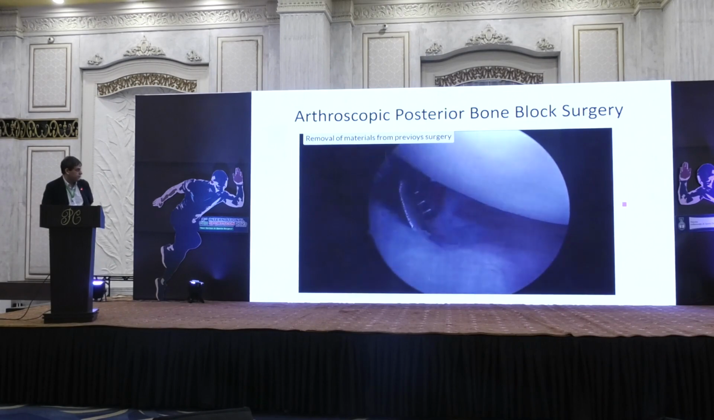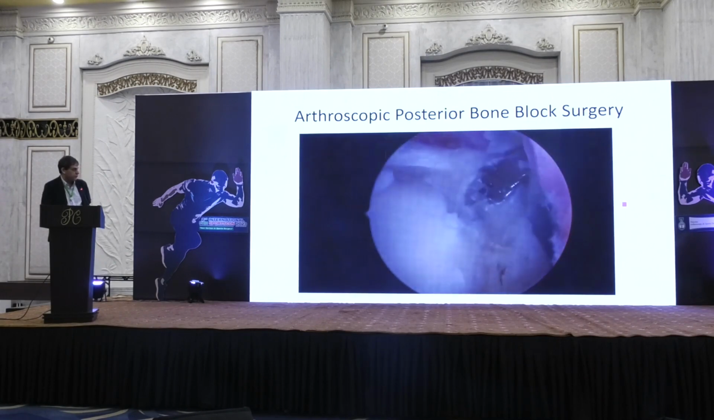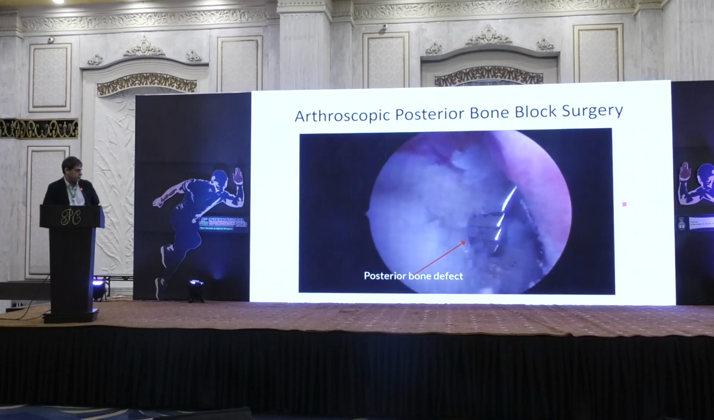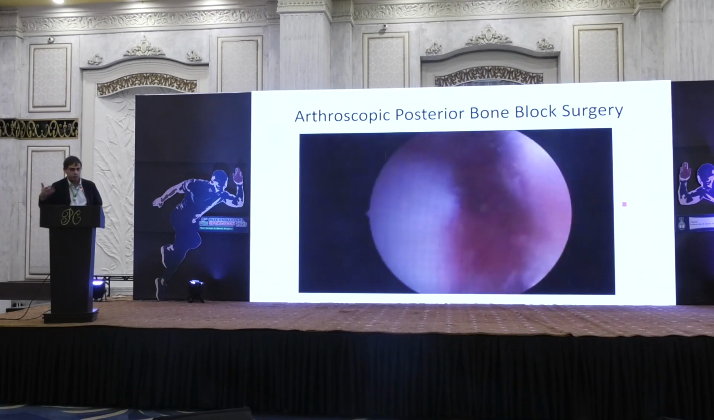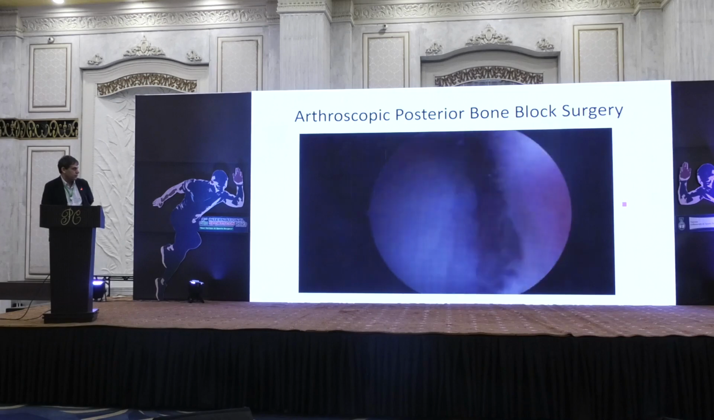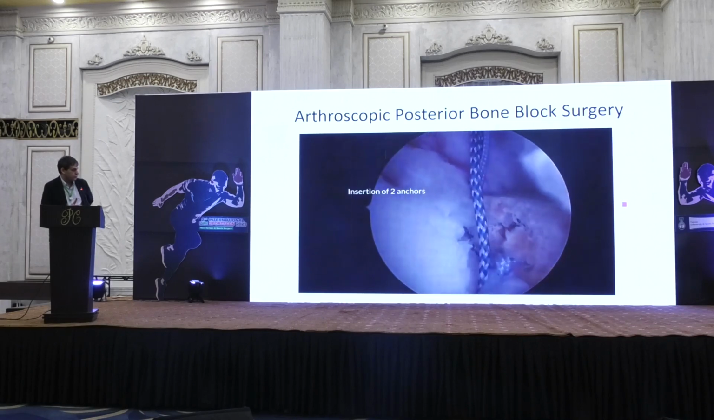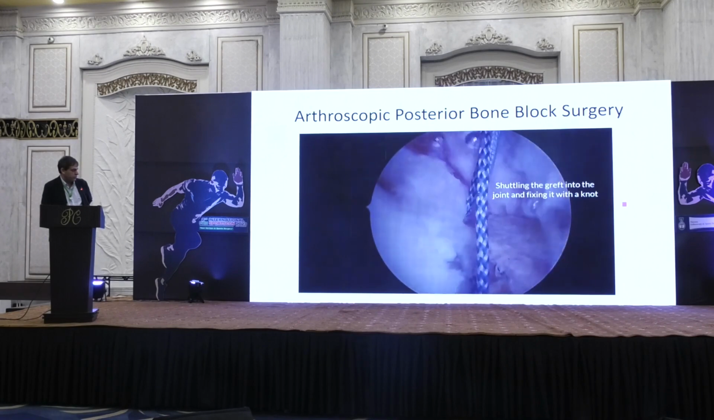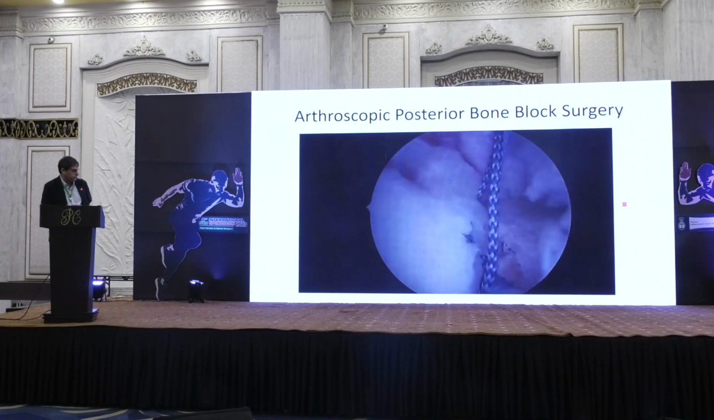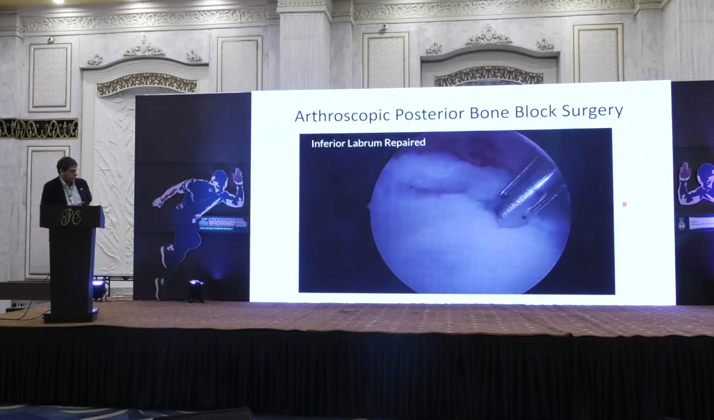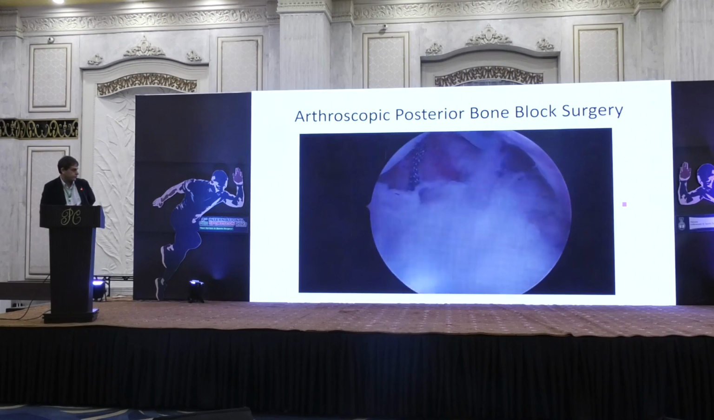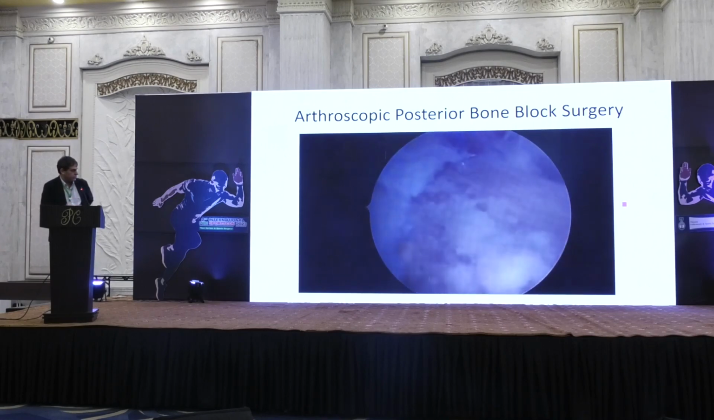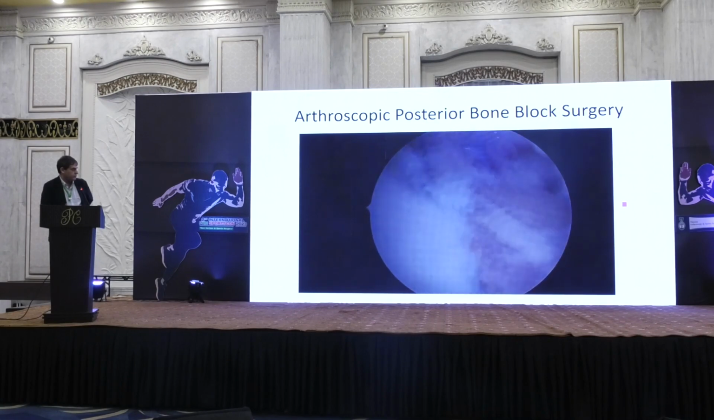This is a case. This is a revision case. You can see there's a bone defect on the posterior side of the glenoid. We mobilize the labrum first, as we do for the anterior side. Now it's mobilized. We put two anchors inferior to the articular side. Then we introduce the graft into the joint, and then repair the labrum over it. So we can see the bone block is there, and the inferior labrum is repaired.